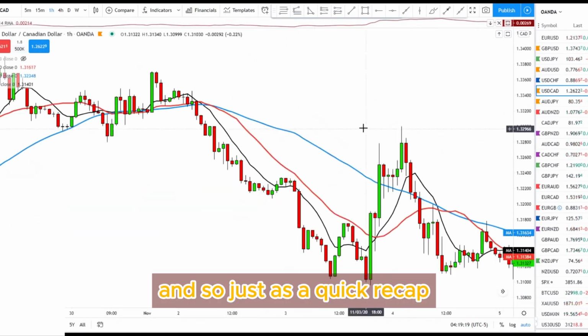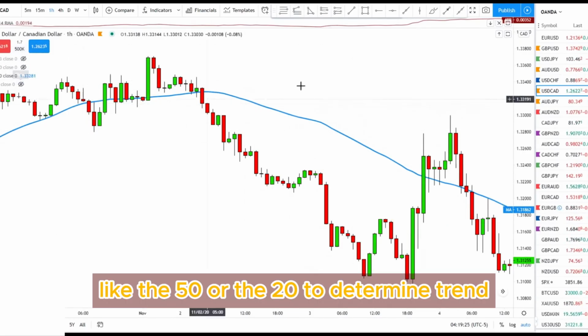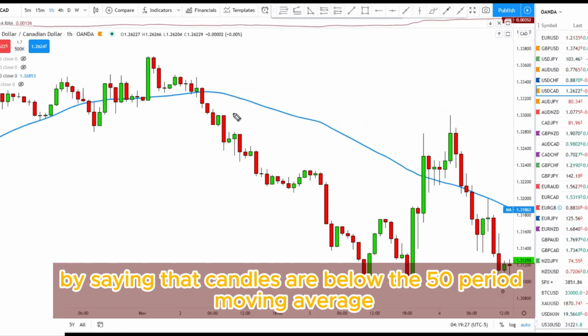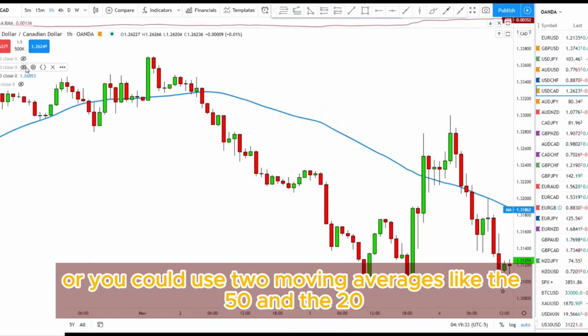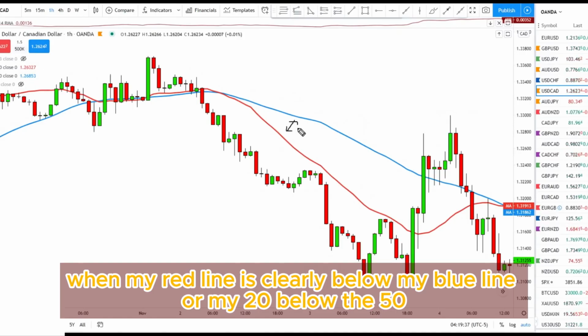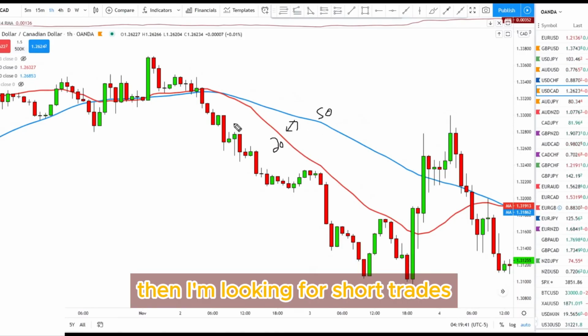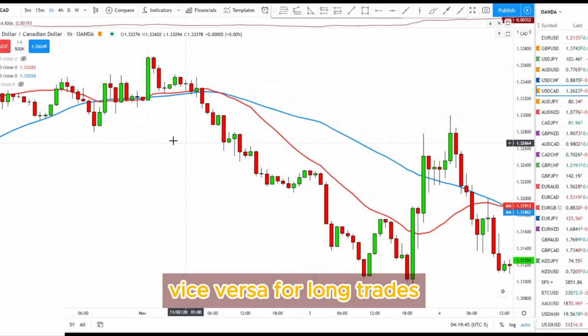And so, just as a quick recap, you can either use one moving average, like the 50 or the 20, to determine trend by saying that candles are below the 50-period moving average, I'm looking for short trades. Or you could use 2 moving averages like the 50 and the 20, and you could say when my red line is clearly below my blue line, or my 20 below the 50, then I'm looking for short trades, and that's the only time I'm looking for short trades. Vice versa for long trades.